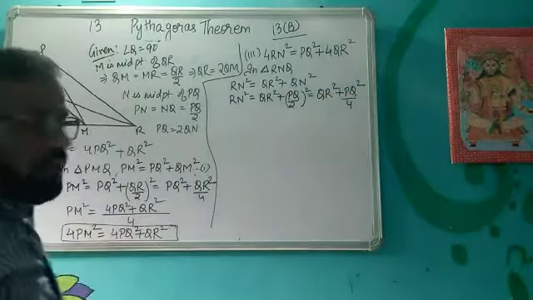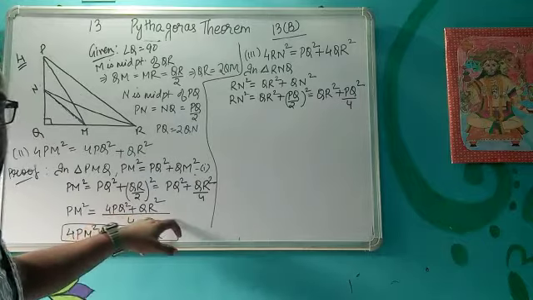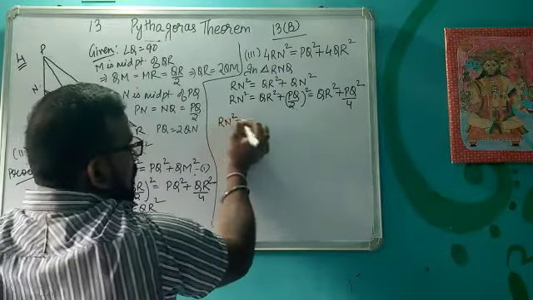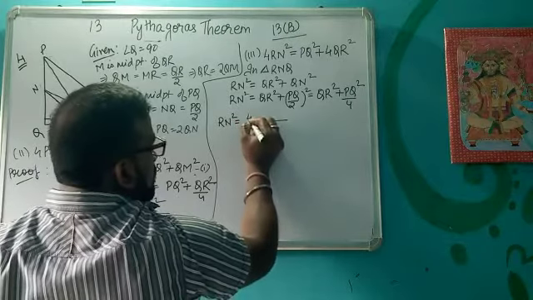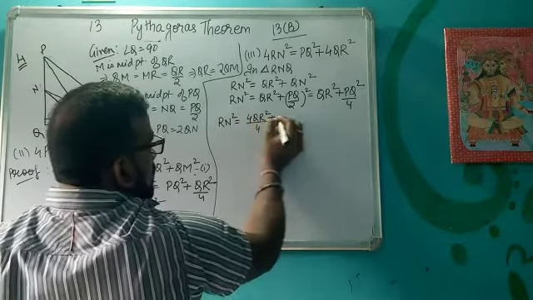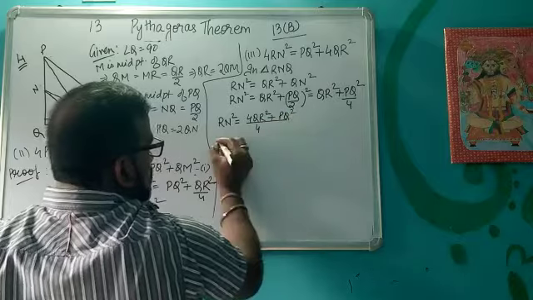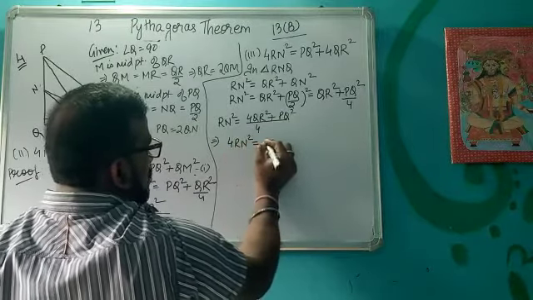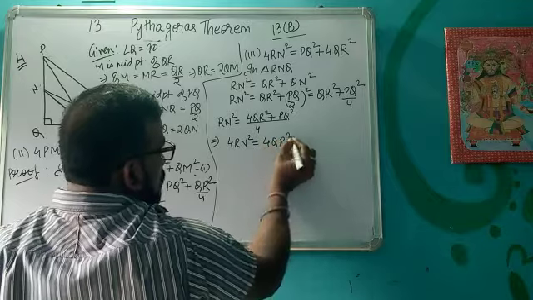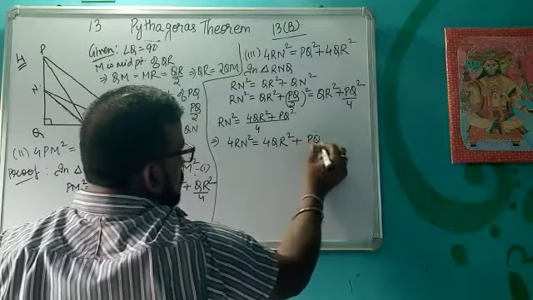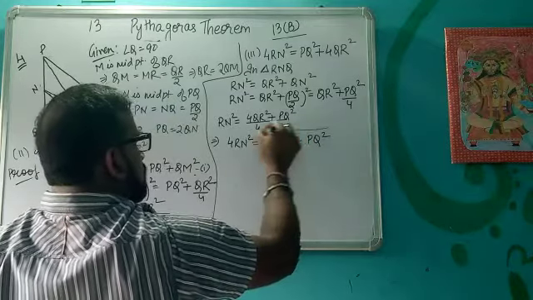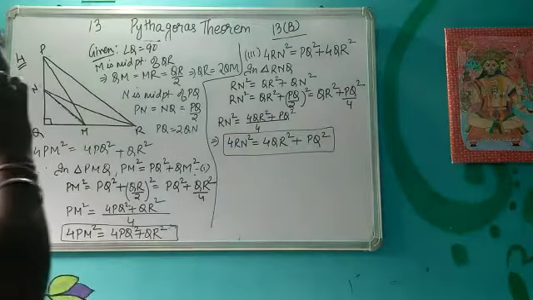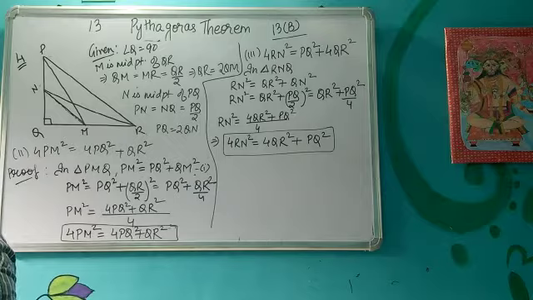So this becomes RN square equal to QR square plus PQ by 2 whole square. Okay. Then similarly, like we have done in the previous part, we will take the LCM. So 4 will be the LCM, 4 QR square plus PQ square. So from here we get 4 RN square equal to 4 QR square plus PQ square. Okay, so this is the third part.